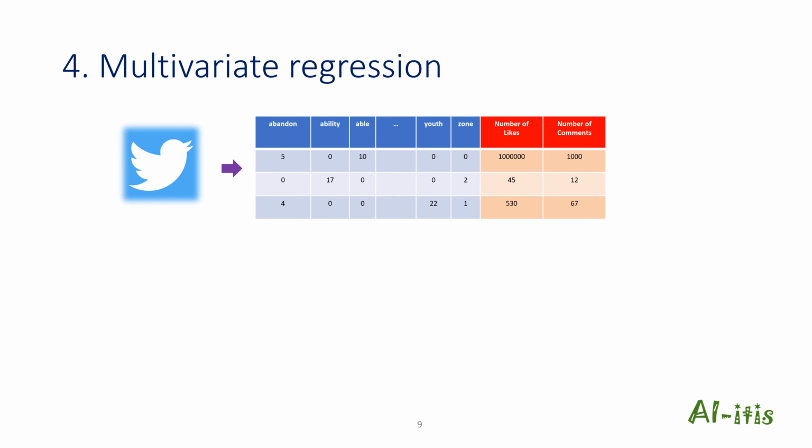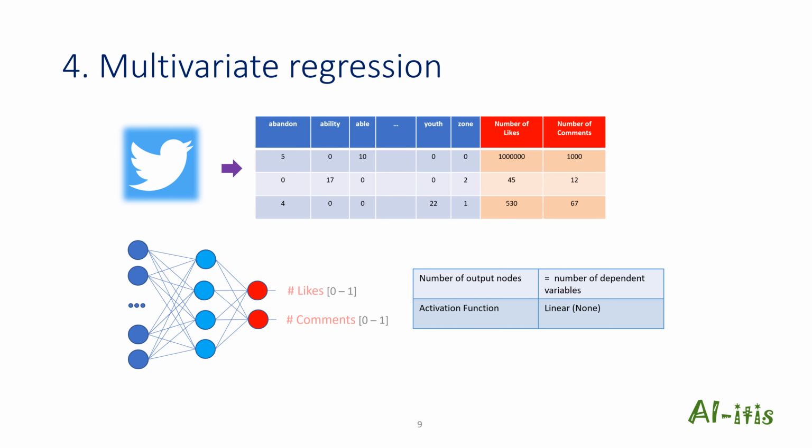If we have two or more targets or dependent variables, then our task is a multivariate regression problem. In this case, we will consider one neuron for each dependent variable in our output layer. So the number of output neurons should be equal to the number of dependent variables, which in our case means we should have two neurons in our output layer. And same as before, we choose a linear function for the activation functions of all neurons in our output layer.